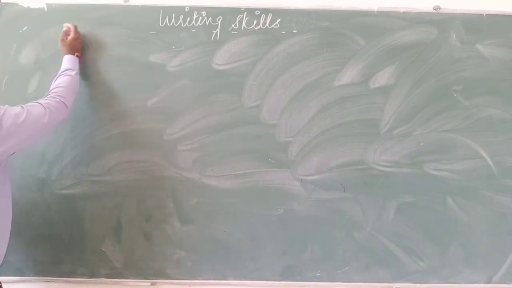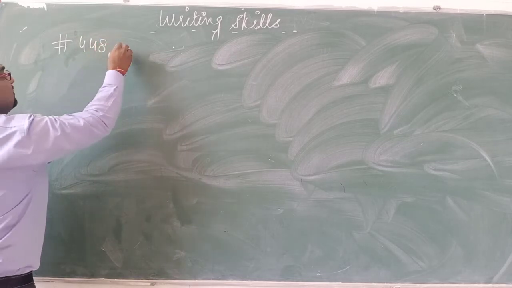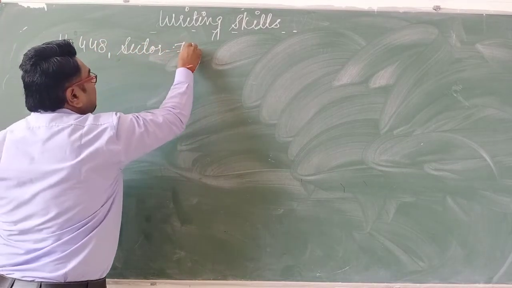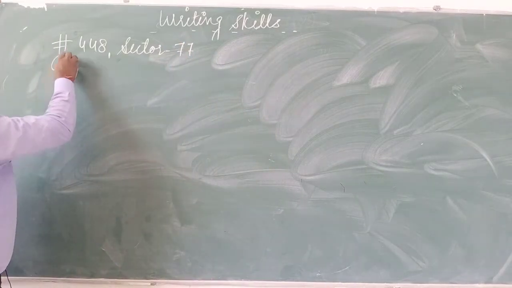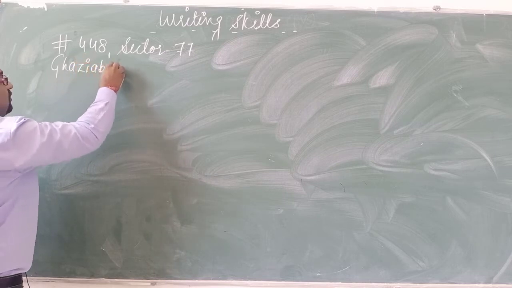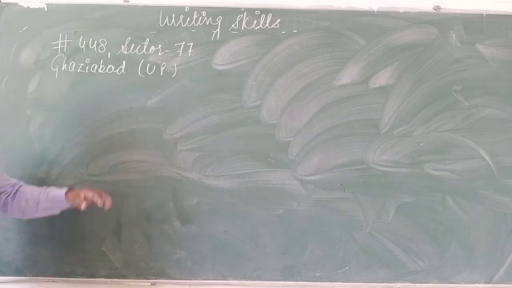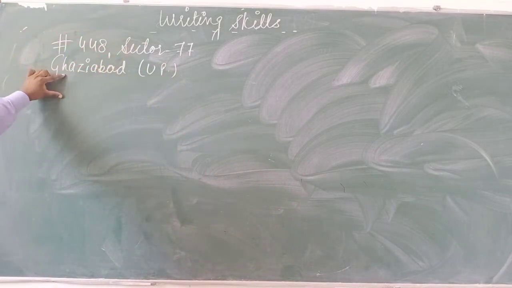So write down the address of John. What was the address over here? House number 448, sector 77. In the second line, without giving space, write here Ghaziabad in bracket UP. Clear? This is step number 1, sender's address. Now skip a single line over here. You need to skip a single line.